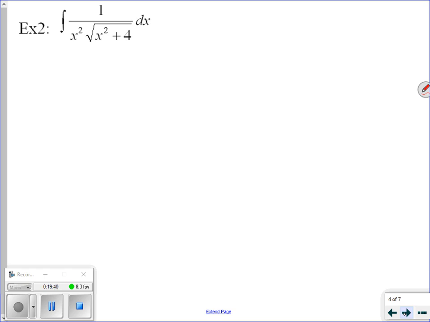All right, example 2. Now you can try u-substitution all day long, but it's not going to work. Okay, you let u be x squared plus 4. You get 2x. It crosses one of those out.